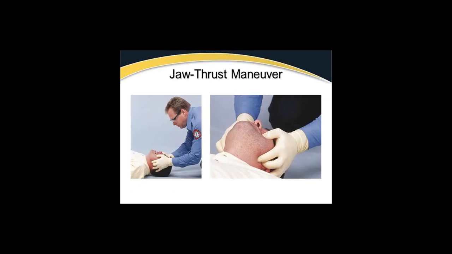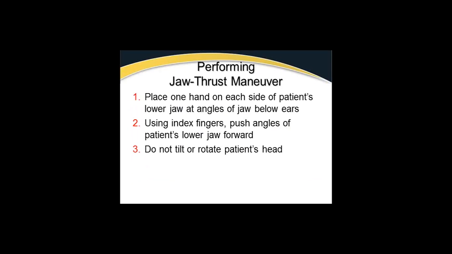Then we have the jaw thrust maneuver. Like I said, we basically give them earmuffs. We put our hands over their ears with a couple of our fingers right behind the angle of the jaw. And he's using his thumbs to help out here. If you look at this as well, he is putting his thumbs on their cheekbones, pushing against the cheekbone, but also pushing up on the angle of the jaw. So do not tilt or rotate the patient's head if we don't have to.